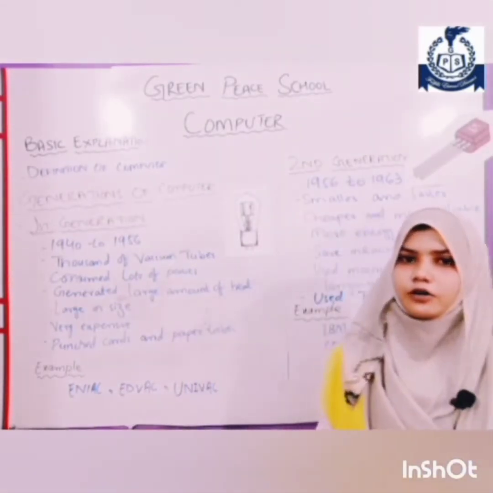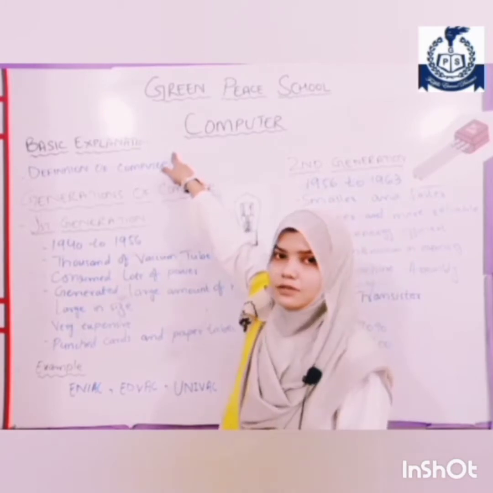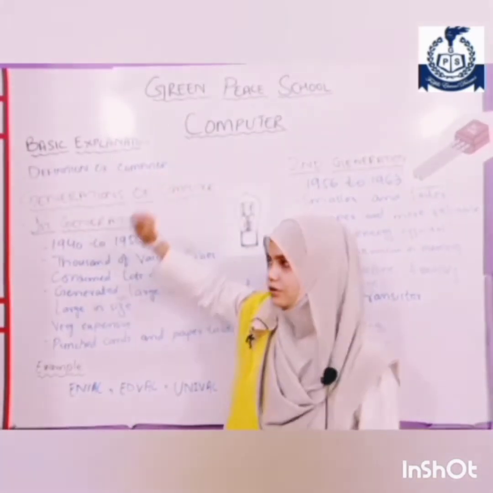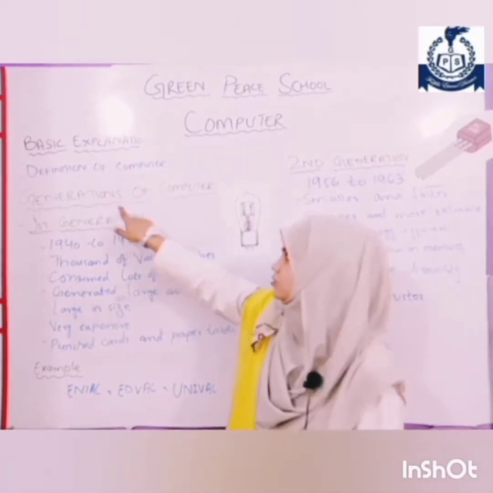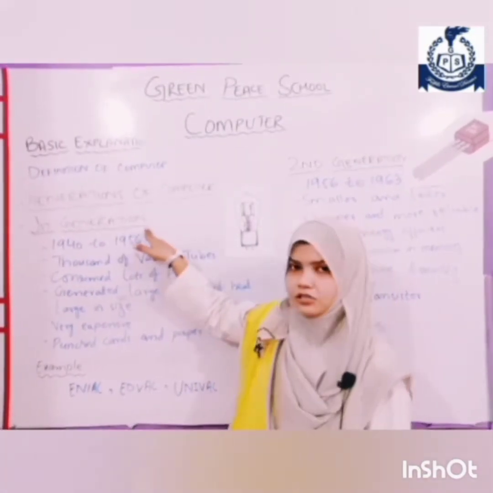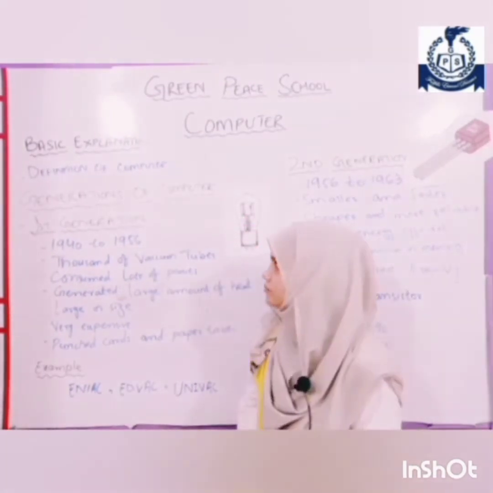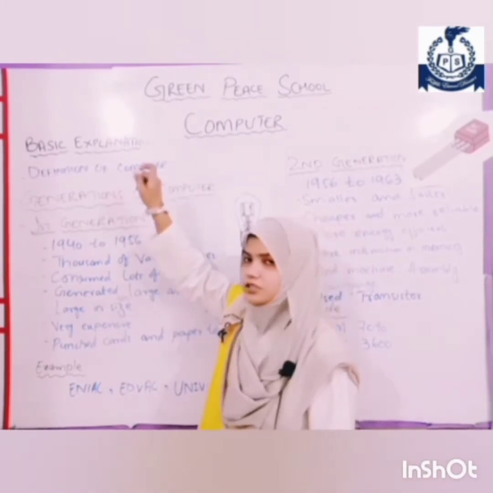So, today we are going to learn about computers, the basic explanation. In the basic explanation, we will learn about the definition of computer and some generations of computer. There are 5 generations: first generation, second generation, third, fourth and fifth. So, first we discuss the definition of computer.